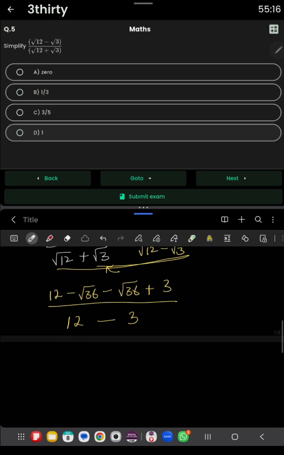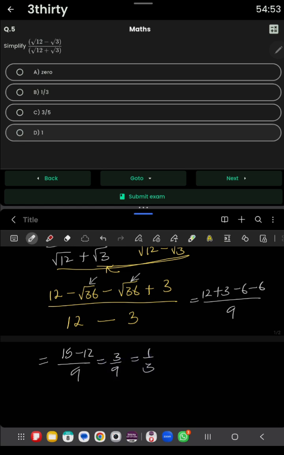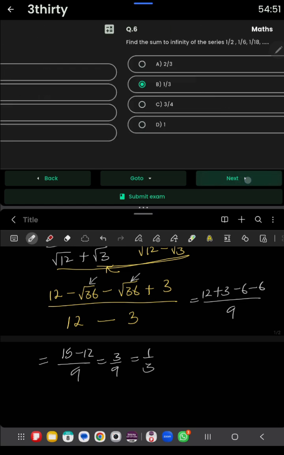Yeah. So this will be 12 plus 3. By the way, root 36 is 6, and root 36 is 6. And this is over 9. So that's 12 plus 3 is 15. 15 minus 12 over 9. That's 3 over 9. That's 1 over 3. That's option B.